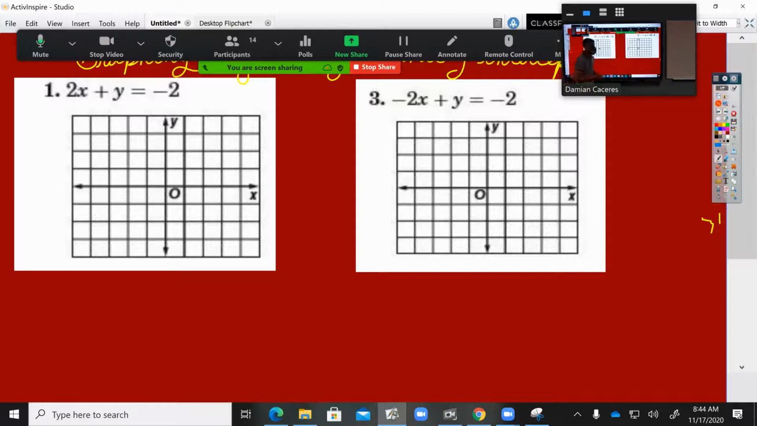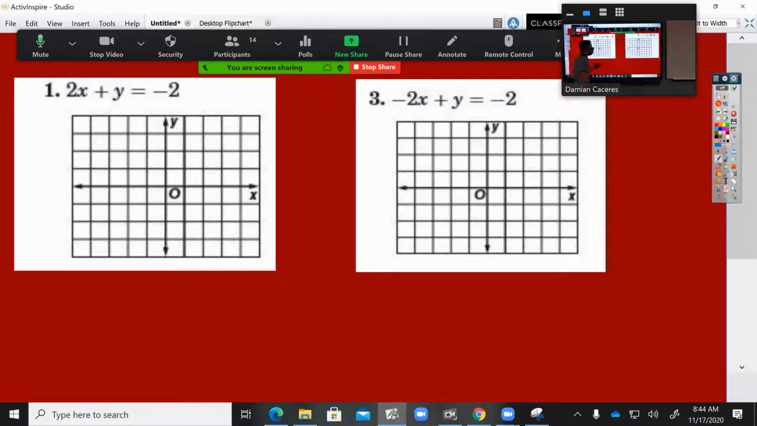This section is about graphing the x and y intercepts. The first thing you have to do is either erase the x if they ask for the y-intercept, or erase the y if they ask for the x-intercept. That's all you have to do.